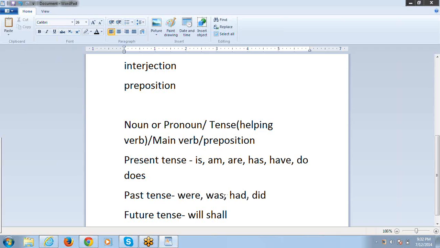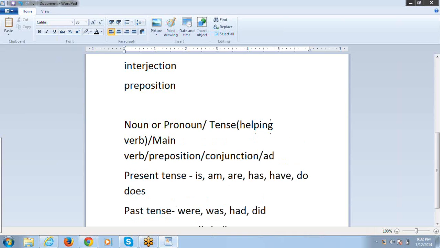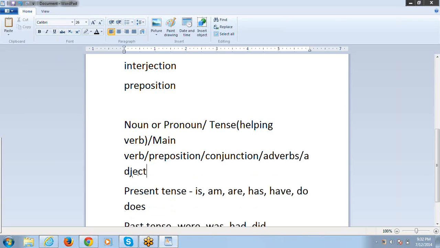Okay, fine. Now, when you say present tense, can you frame a sentence according to the sentence structure I have given you? You can add a preposition, a conjunction, or adverbs or adjectives. Is that fine? Yes. Now tell me. I am working.